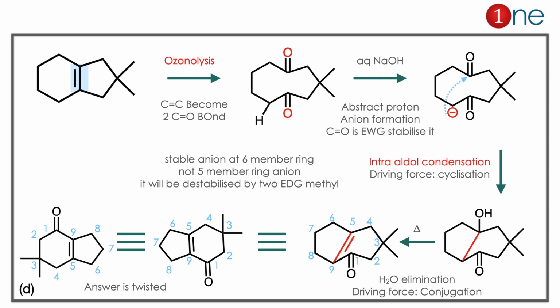Here you have to learn two important things. One is Voss analysis. Voss analysis opens the ring. Converts C double bond C into C double bond O. Second thing is intramolecular aldol condensation. Intramolecular aldol condensation is dictated by the stable anion.